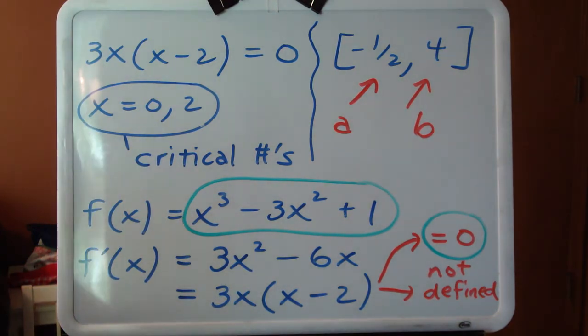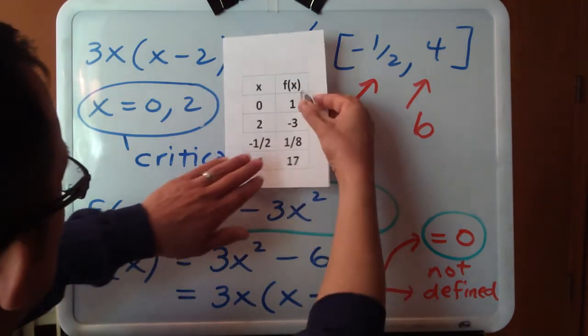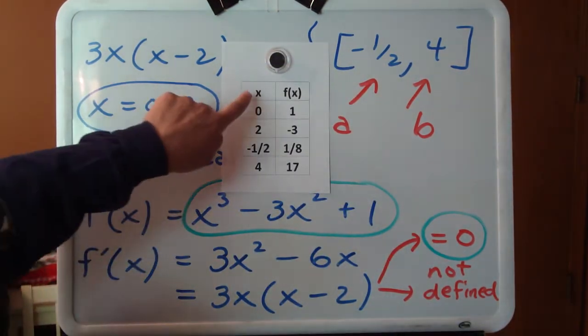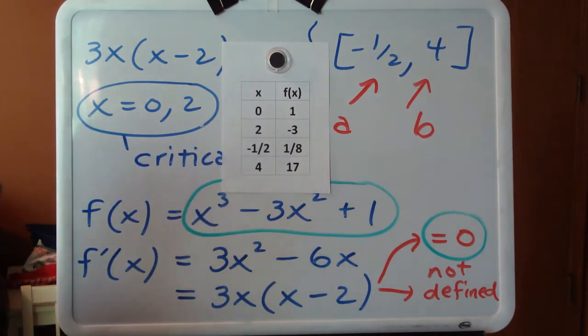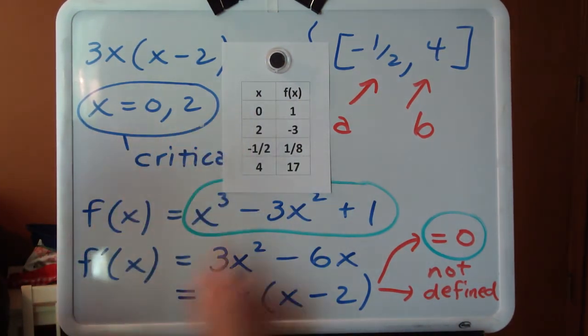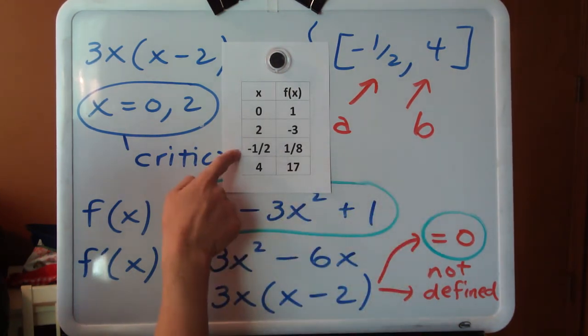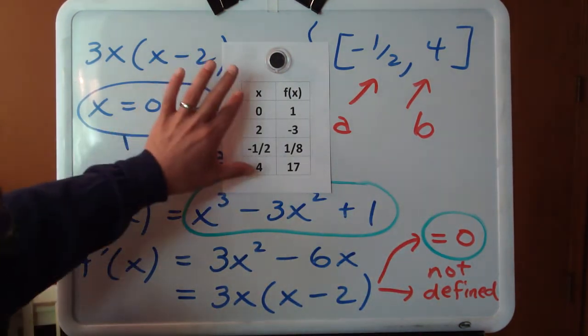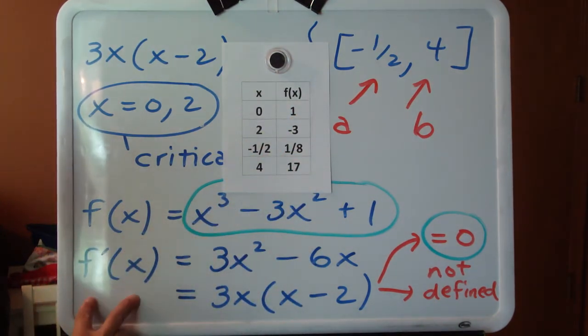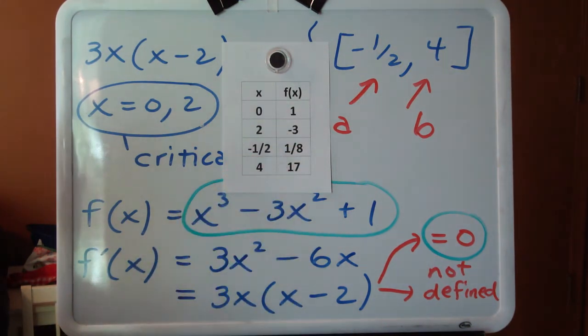So I've done this for you to speed up the process here, and this is really pretty basic math. We're going to make an x column and a y column, x and f of x. Notice 0 and 2 are included here, and then also your a and your b, -1/2 and 4. You simply take these four values and insert them right into your function, not into your derivative, but into the function itself, and then you just calculate the outputs. From here, you should be able to find your highest point and your lowest point.